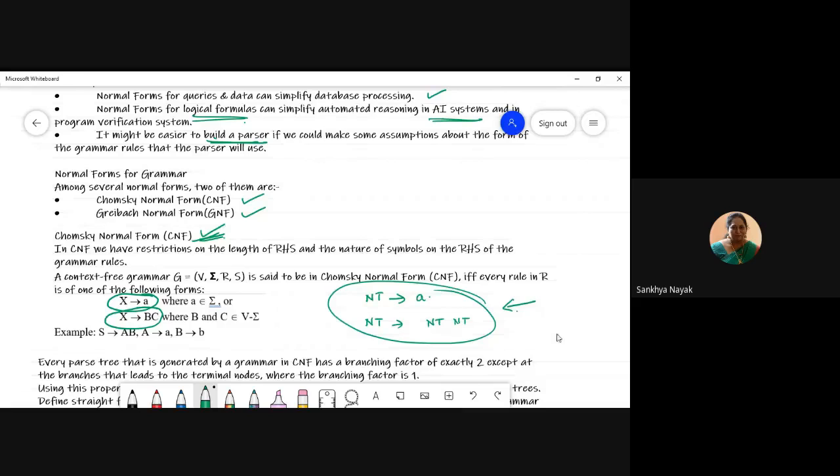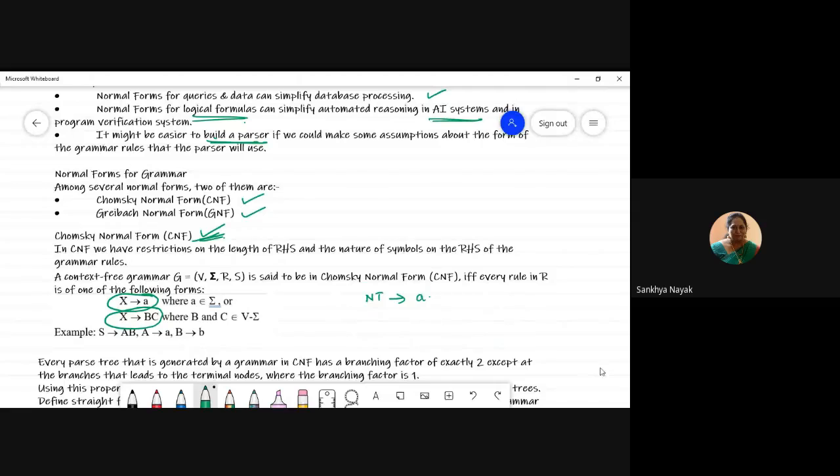I hope this is clear. By doing this, what you are doing is simple. If we have a tree, we are always forced to branch into only two, because one non-terminal is giving rise to two non-terminals. Or at the leaf level, because it is at the leaf level that you will have the terminal symbols, isn't it? So only at the leaf level will the branching factor be 1, and at every other level, the branching factor will be 2. So that's what Chomsky's normal form is used for, okay?